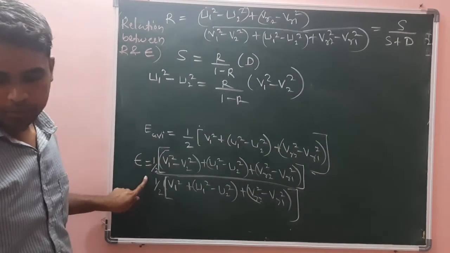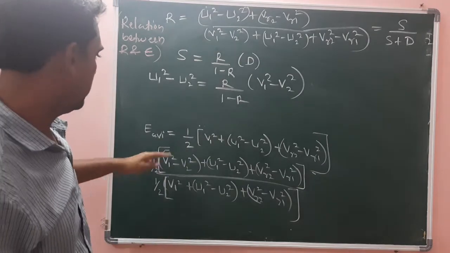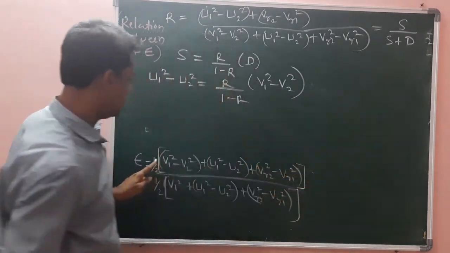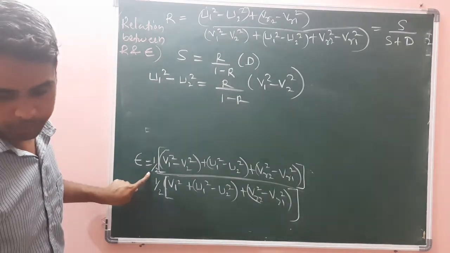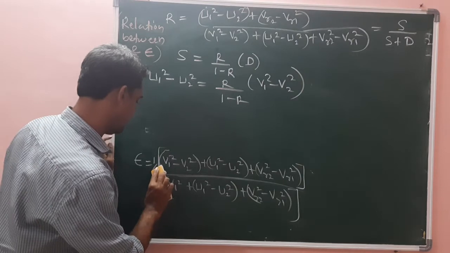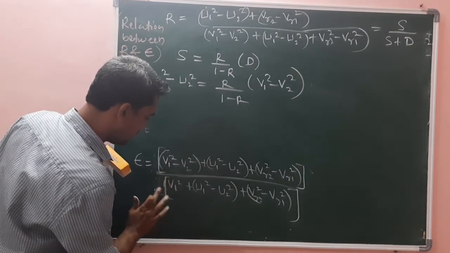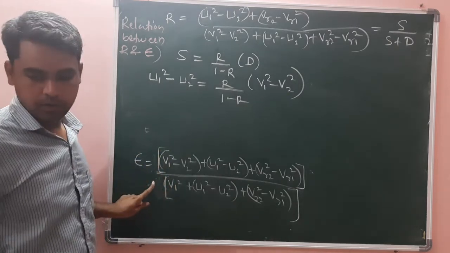Epsilon is equal to what we have just derived. Our utilization factor epsilon is equal to 1 by 2, and we can cancel it because it is there in both the numerator and the denominator.